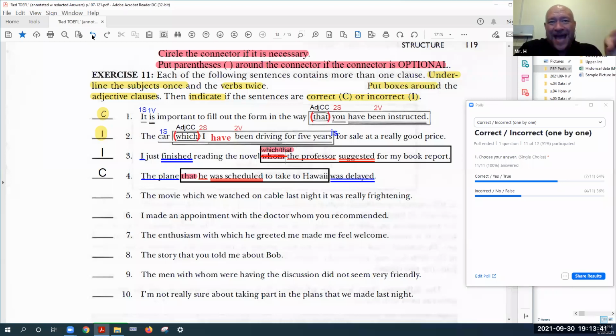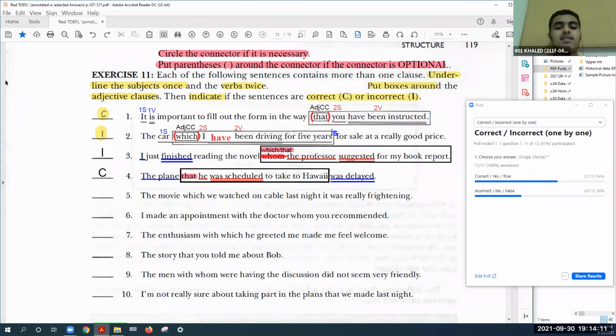What does it mean that he was scheduled to take? It means someone scheduled him, maybe his wife, maybe his daughter, maybe some of his friends, someone scheduled him to take a plane. Maybe his secretary, if he's the boss, right? Maybe he's a poor guy. But anyway, someone scheduled him to take the plane.